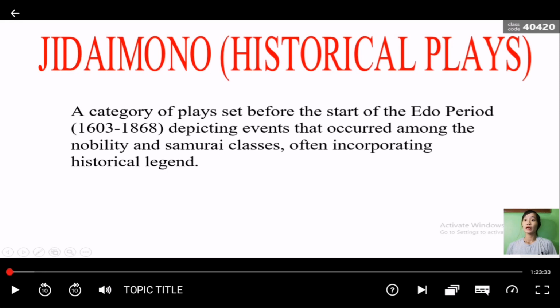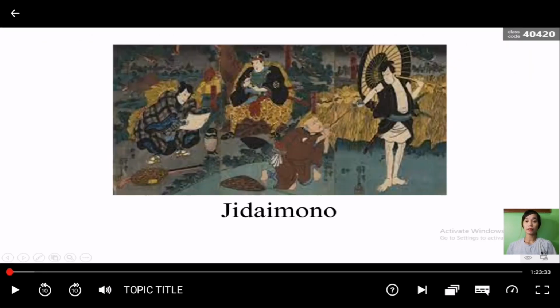Jidaimono, historical plays, a category of plays set before the start of the Edo period, 1603 to 1868. Depicting events that occurred among the nobility and samurai classes, often incorporating historical legend. This is the picture of Jidaimono.